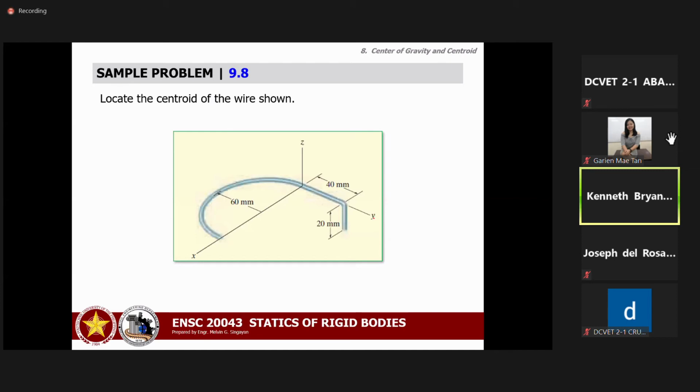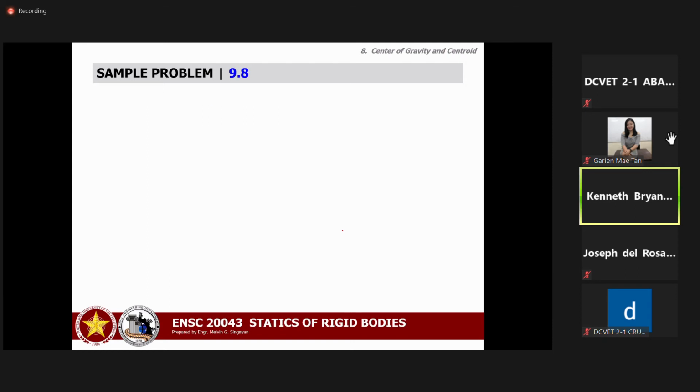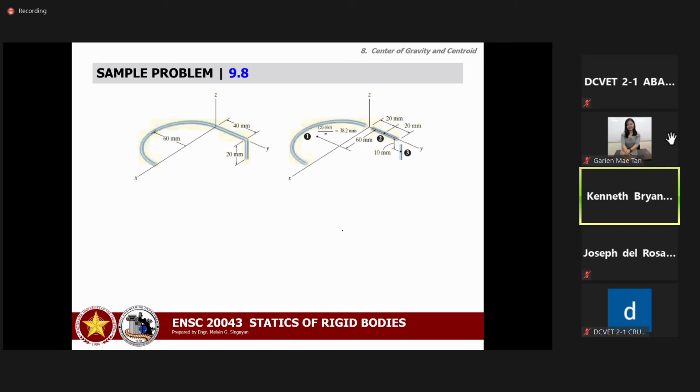So, sample problem 9.8. Locate the centroid of the wire shown. So, this is a composite line. Since composite line siya, we can divide it into three composite parts: this semicircle, this line, and this line. So, this is the first composite part, this is the second composite part, and this is the third composite part. These composite parts, we know the length of the lines, we know also the location of this line. Kaya we can consider this as composite, and we don't need integration here to solve.